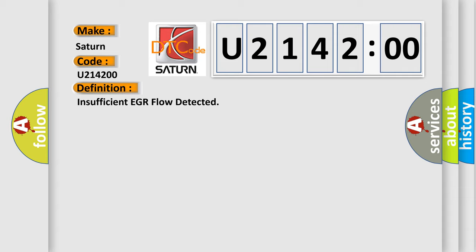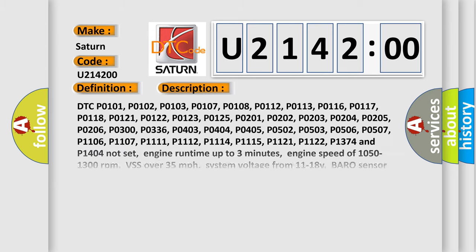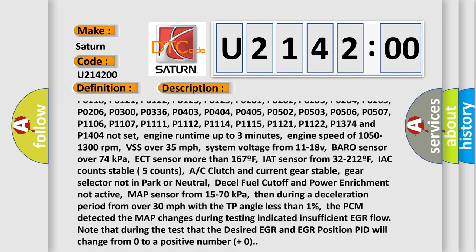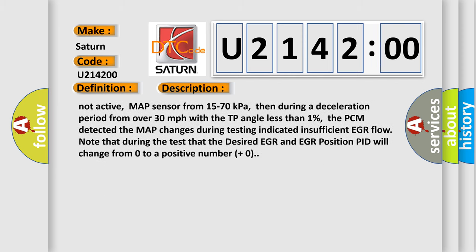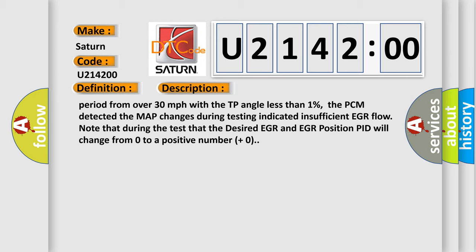70 kilopascals, then during a deceleration from over 30 miles per hour with the TP angle less than 1%, the PCM detected the MAP changes during testing indicated insufficient EGR flow. Note that during the test the desired EGR and EGR position PID will change from 0 to a positive number. This diagnostic error occurs most often in these cases.